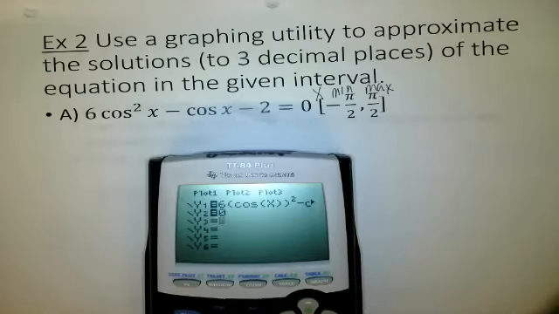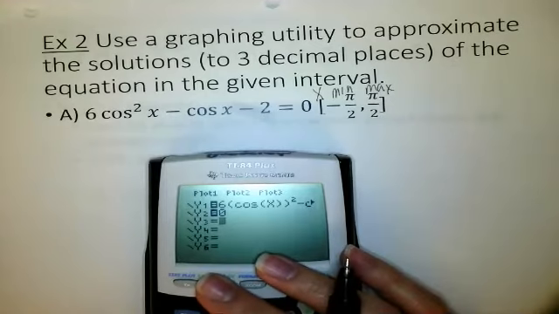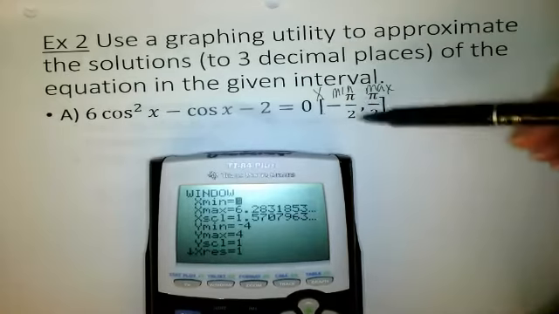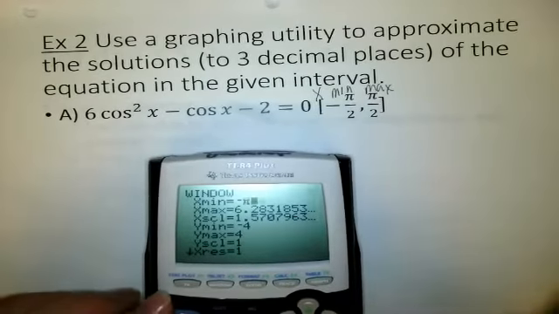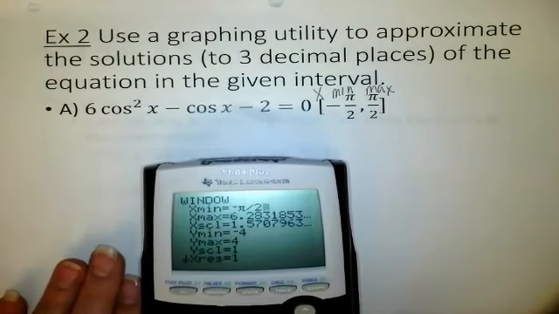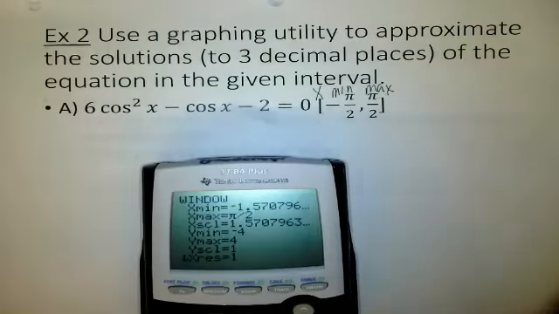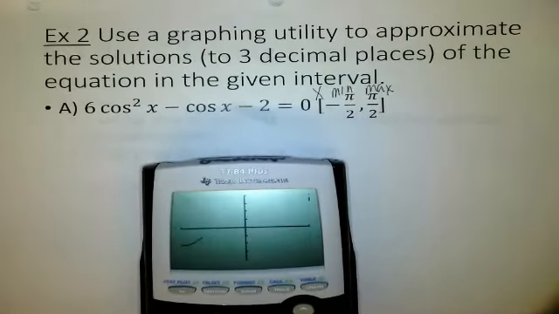So you're going to go to window, and for the x minimum, we want negative pi over 2, and the maximum should be pi over 2. And my y mins are fine there. All right, and then graph that.